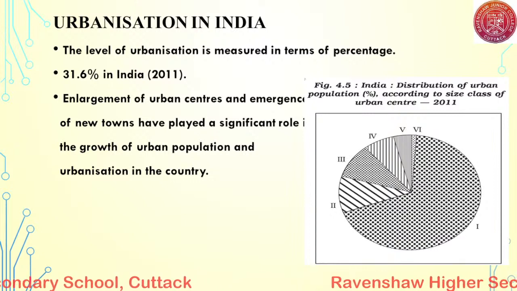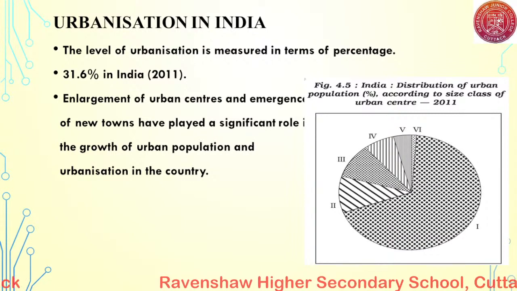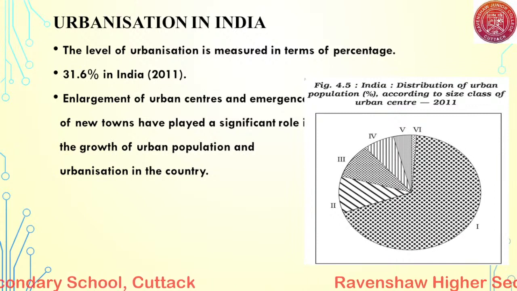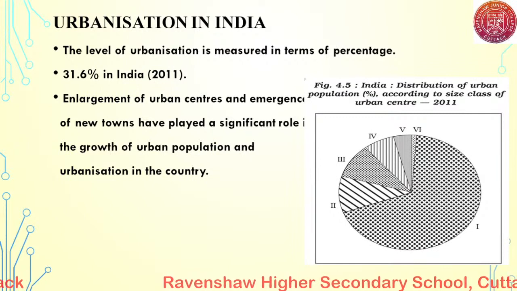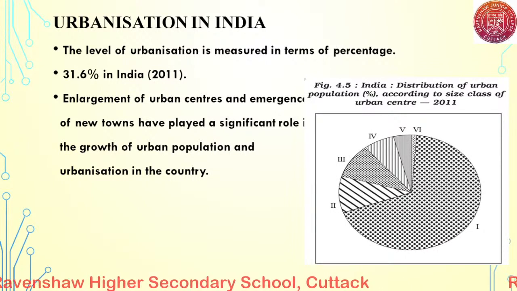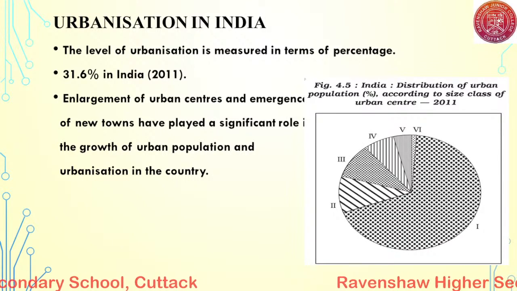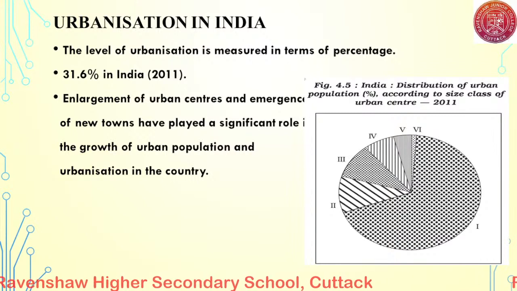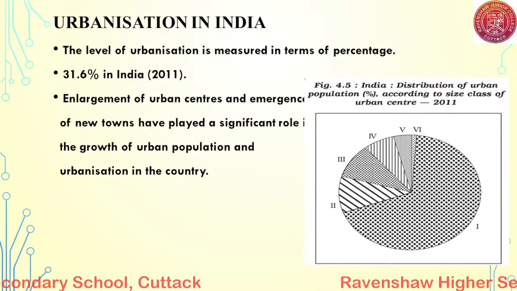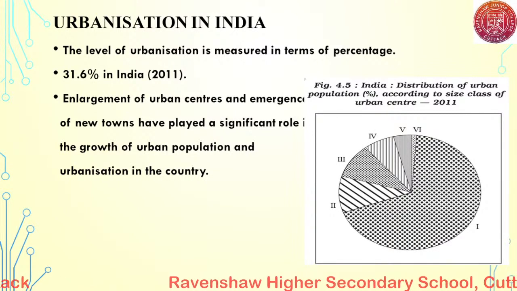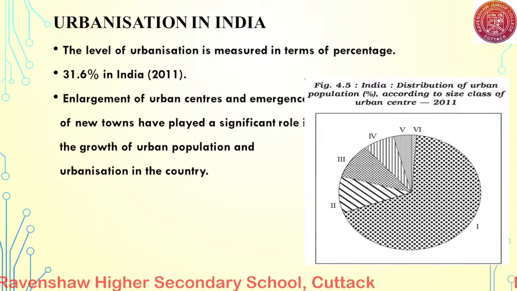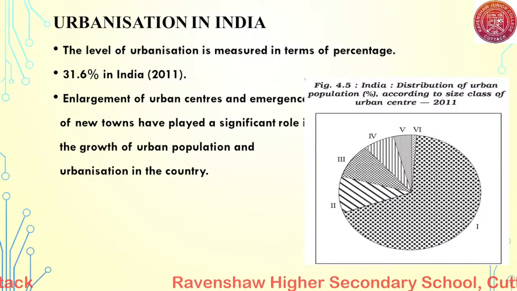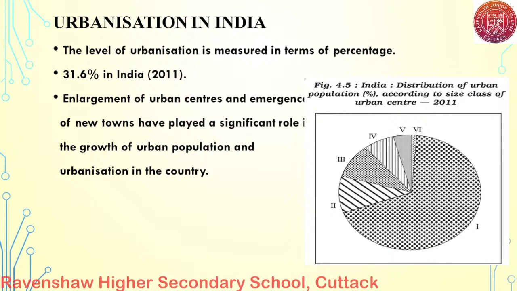So far as urbanization is concerned, India has 31.6% urbanization by the census year 2011. And in case of urbanization, the urban centers enlarge, and new towns emerge, and they play a significant role in the growth of the urban population and urbanization in countries. Urbanization is a process in which the urban areas expand and the urban people grow, and the area of the urban region also grows. So far as urbanization is concerned, it is 31.6% in India as per the census year 2011. Next.